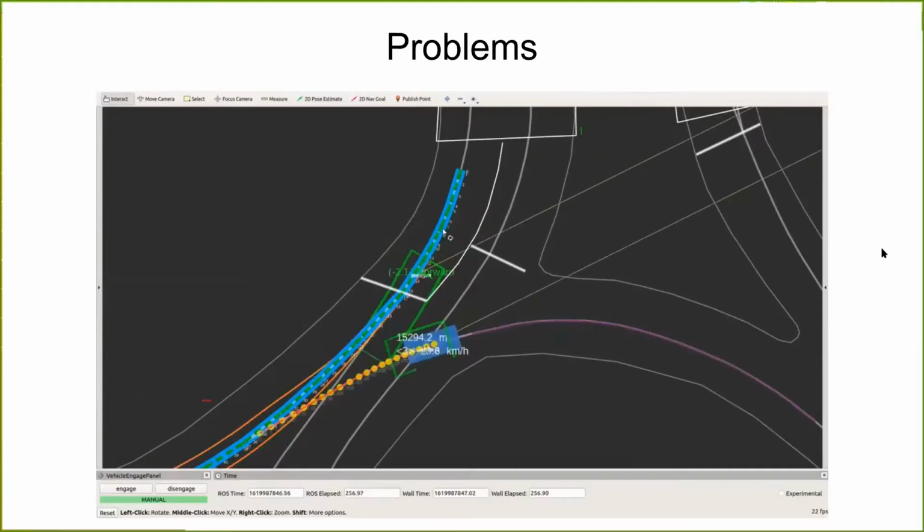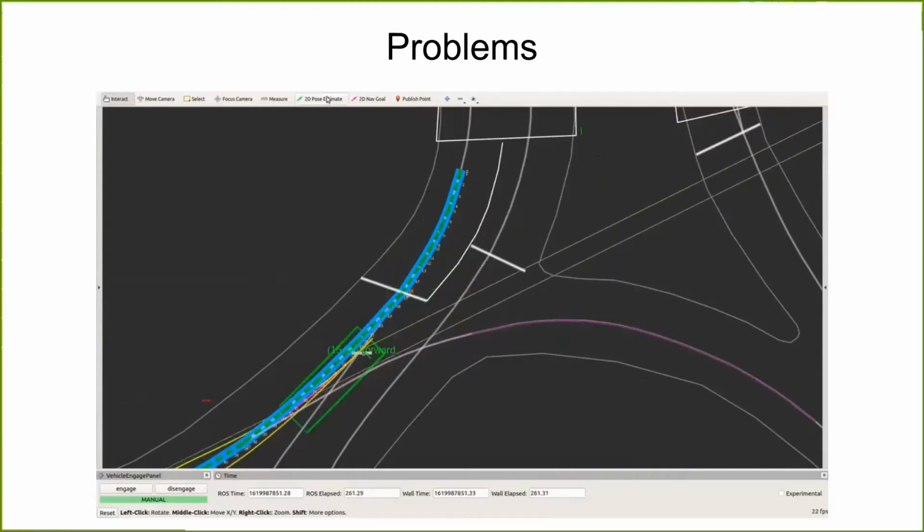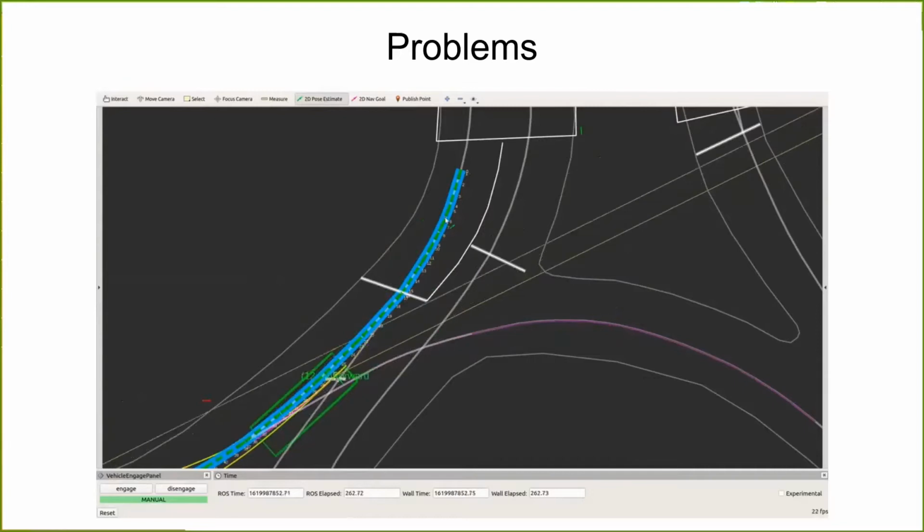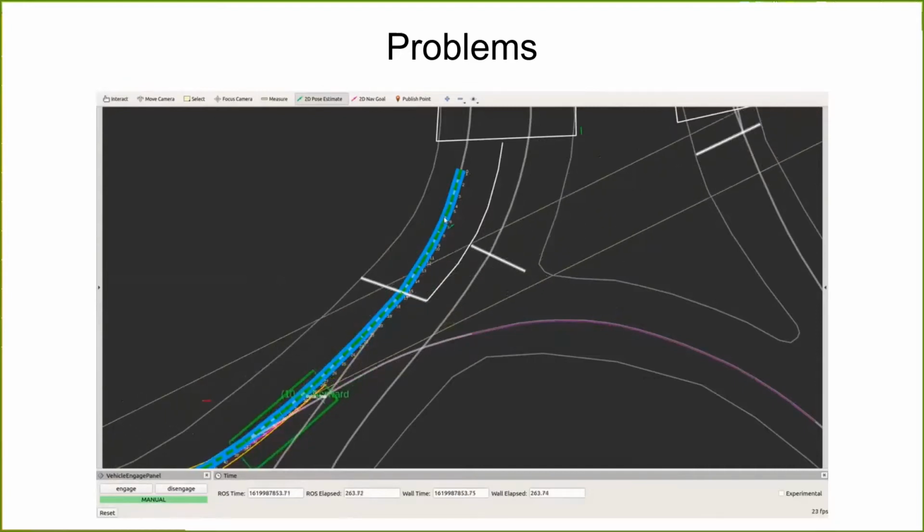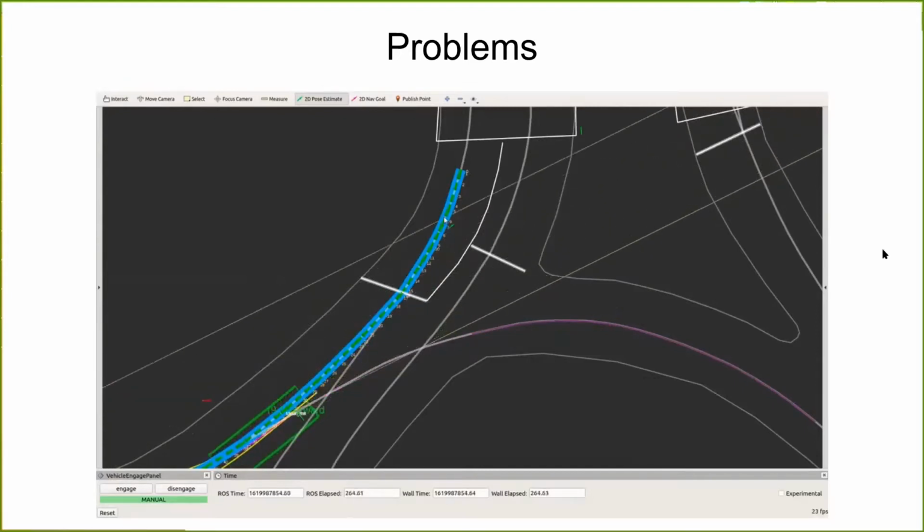So as you can see over here, our ego vehicle should have stopped earlier. We already see that this is a roundabout scenario, and the vehicle should stop and give way for the vehicle which is taking the roundabout.